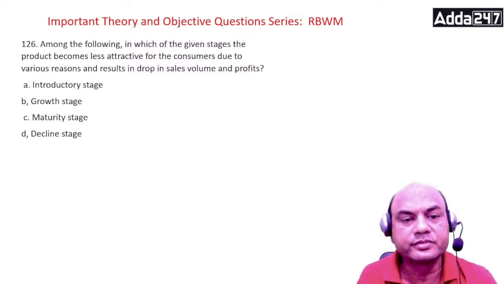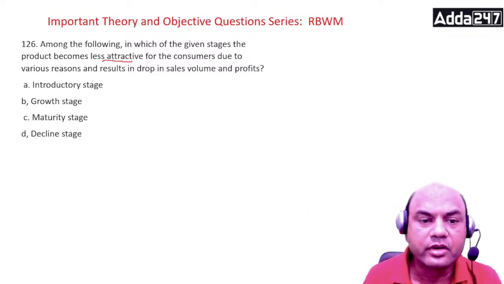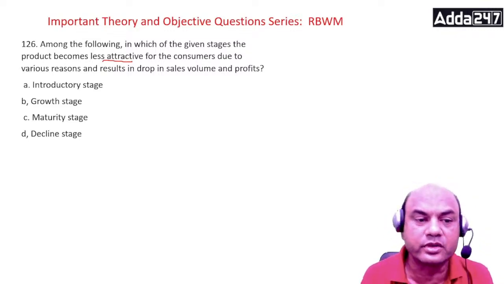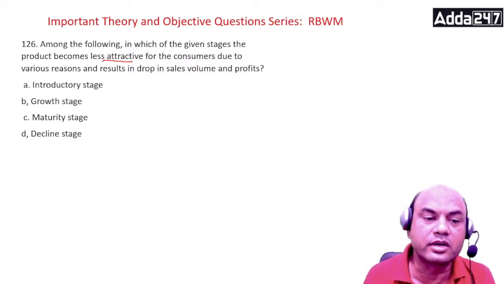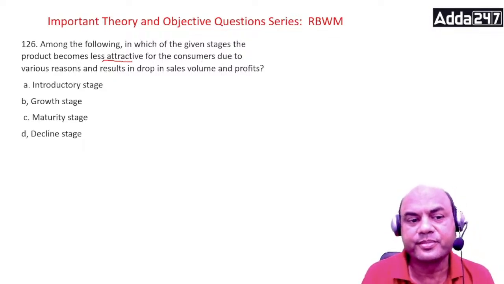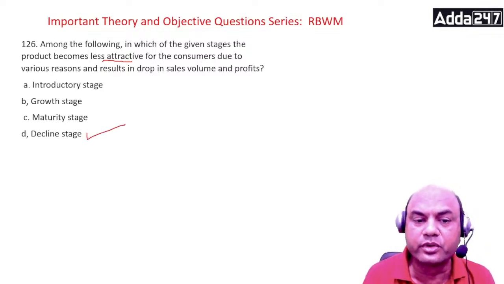Among the following, in which of the given stages the product becomes less attractive for the consumers due to various reasons and results in drop in the sales volume? Introduction, growth, maturity, and decline. Now you know this answer is right, decline phase. So what should you do?